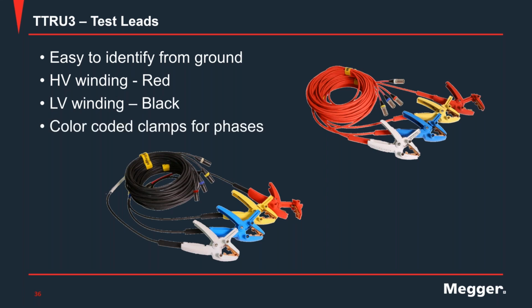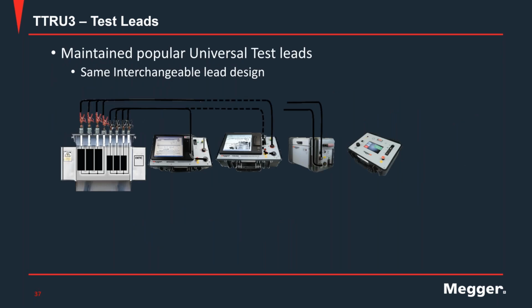And we also added color-coded clamps for the phases, so it's even easier to connect and reduces the chance of making mistakes in the field. And even better news is that these leads are backwards compatible with our other TTR instruments, right? The old TTR three-phase series, the combined unit for winding resistance and TTR, the MWA, the MTO units, to perform winding resistance. So the leads are backwards compatible.